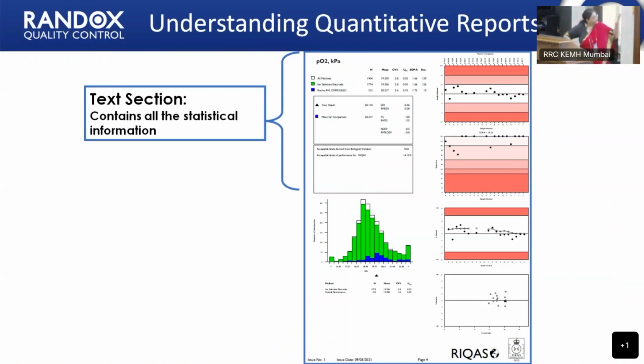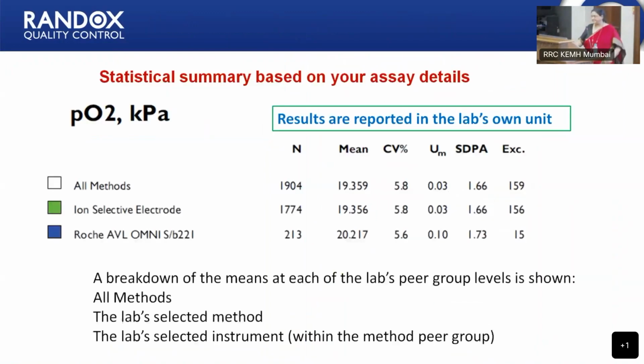The first part of the text section gives you the information on the peer data. There are 3 peers: all method, the method that the lab is registered with, and the instrument, method and reagent combination, which is called the instrument peer. Ideally, your results are compared with the instrument peer, provided there are at least 5 participants in the peer.